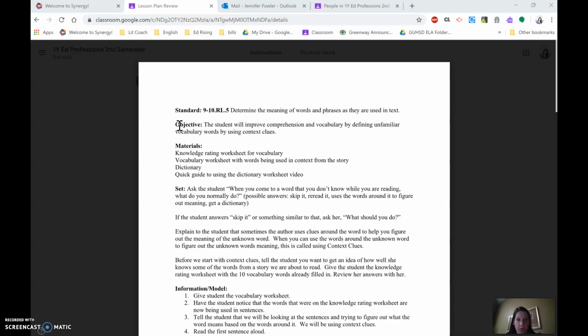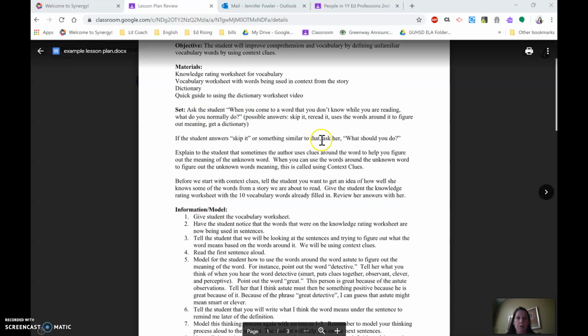For objectives, remember that you always start with "the students will," and then you have the verb that goes with the standard from Bloom's taxonomy, and then you have what the students are going to be doing. So again, make sure you're using that Bloom's taxonomy. That is connected to your classroom assignment as well. Materials can just be a list. That's no big deal.